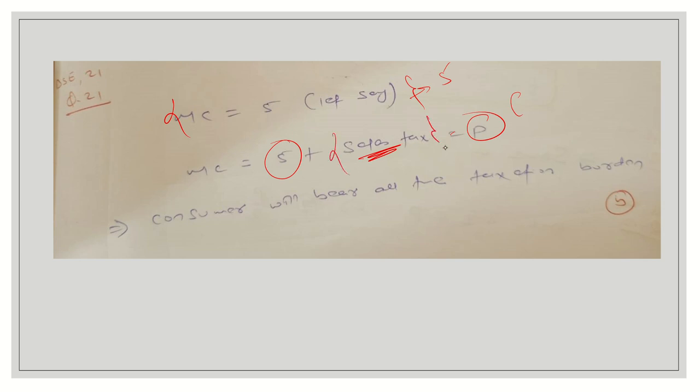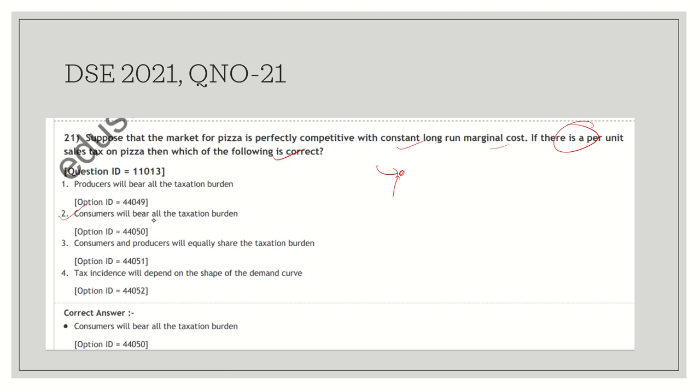So who bears this tax? The consumer will bear all the taxation burden in a competitive market. That is a very important point: in a perfectly competitive market, whenever a tax is imposed on a good, the consumer will bear all of it. Suppose the marginal cost is 5 rupees and the government imposes a tax of 2 rupees. Then 5 plus 2, that is 7, will be reflected in the market as the price. And who will bear this? The consumer, because the consumer is buying the product. So B, the consumer will bear all the burden of the taxes. Okay, so 21 is done.